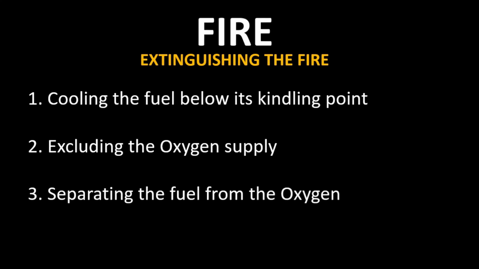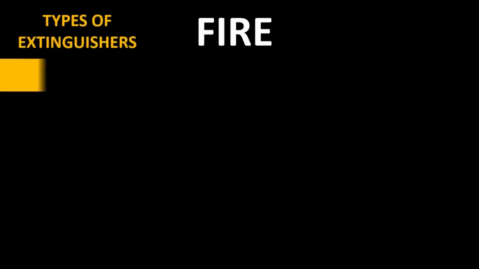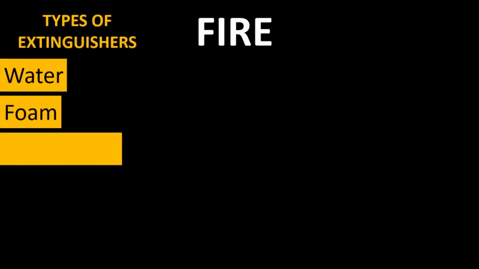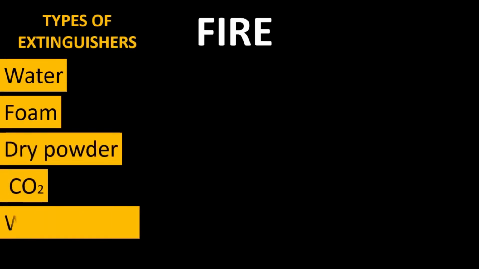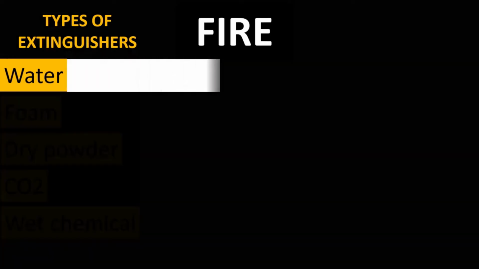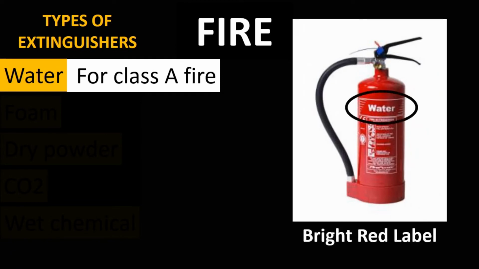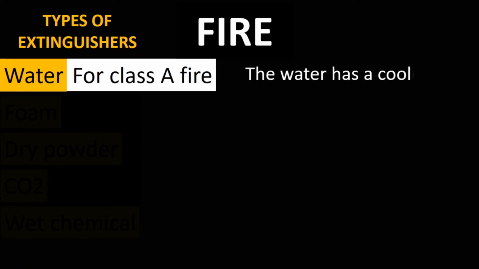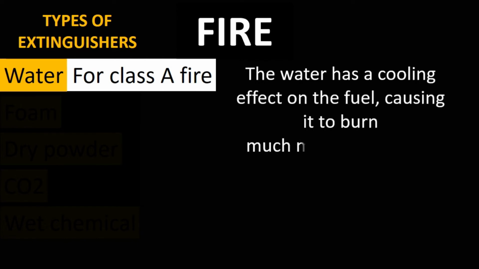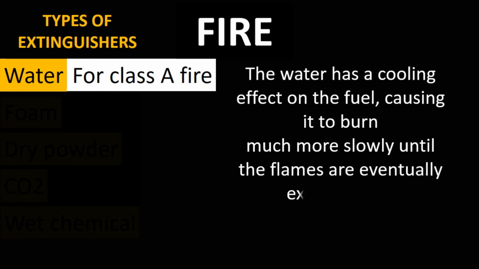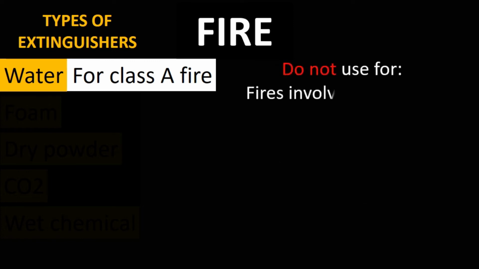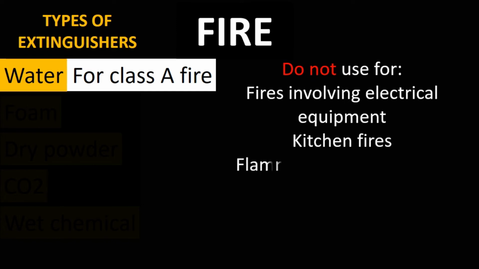These methods have led to the development of different types of extinguishers for different types of fires. Fire extinguishers could be of one of the following types: water type, foam type, dry powder type, carbon dioxide type, or wet chemical type. Water type fire extinguishers are used for Class A fire, and they have a bright red label. Water has a cooling effect on the fuel, causing it to burn much more slowly until the flames are eventually extinguished.